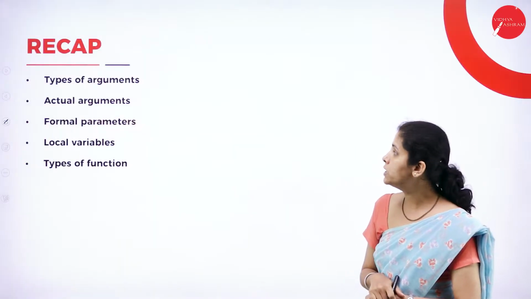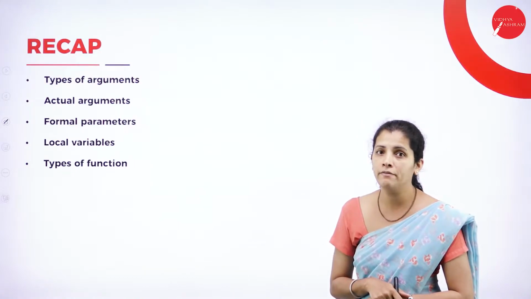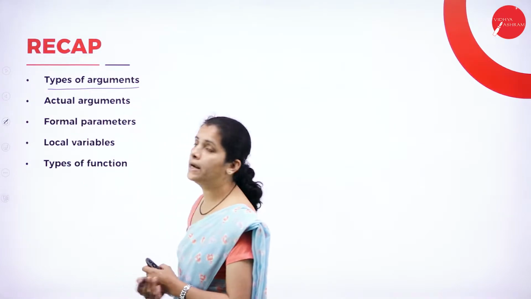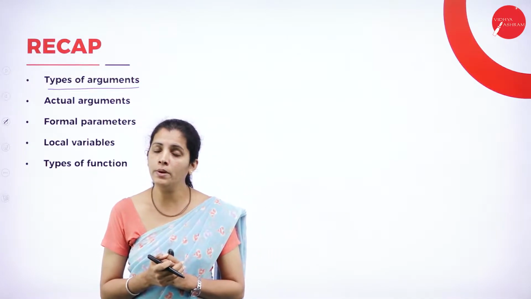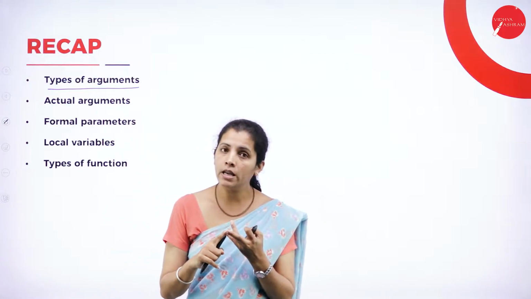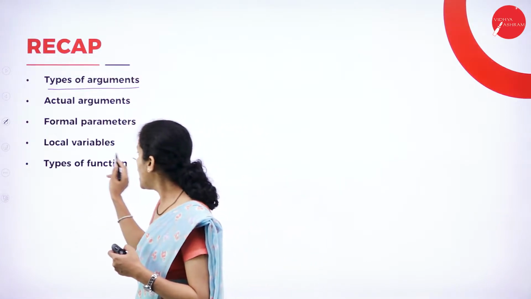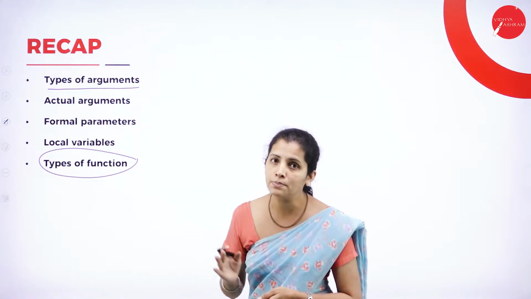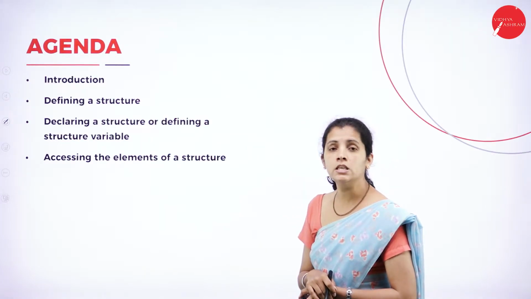Before going to start today's session, let's recall the topics which I discussed in my previous session. I started with types of arguments. In that, I explained the 4 different types of arguments, that is actual argument, formal argument, local variable as well as global variable. Along with that, I have covered the types of function, that is the 4 different types of function. But in today's session, I'm going to deal with the structure.